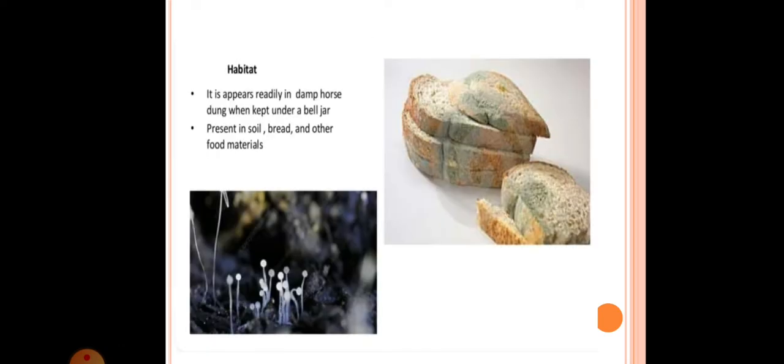The next is the habitat of this Mucor. It appears readily in damp horse dung when kept under a bell jar. It is present in soil, bread, and other food materials. Mostly, these Mucor are present on bakery products which are dead and decayed. Whichever food material, the bakery products, we keep for a long time, they get spoiled, and the Mucor appears on these bakery products.